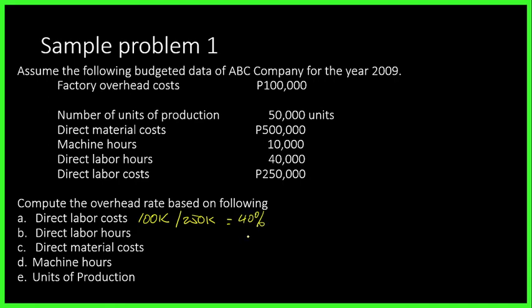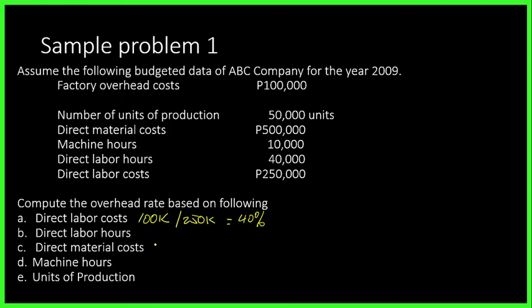Now, this means that if you're going to apply this based on direct labor cost, your applied factory overhead is now 250,000 times 40%. So you can compute that. That will be around 100 plus. Anyway, we'll come back to that later.